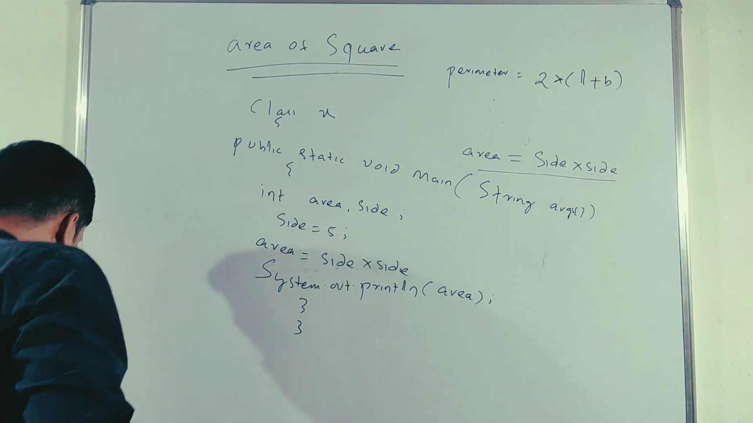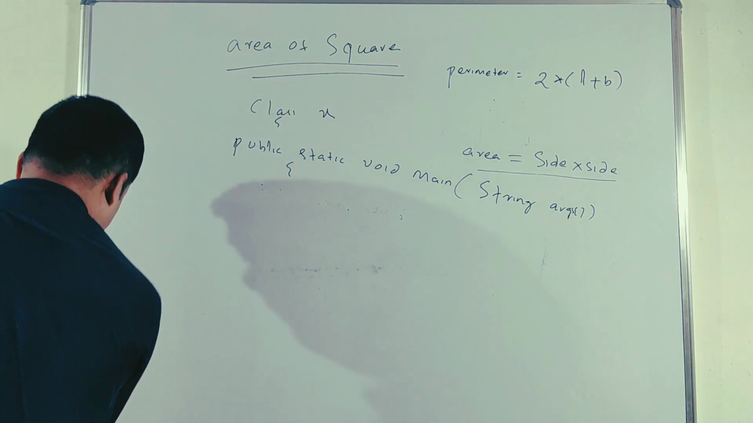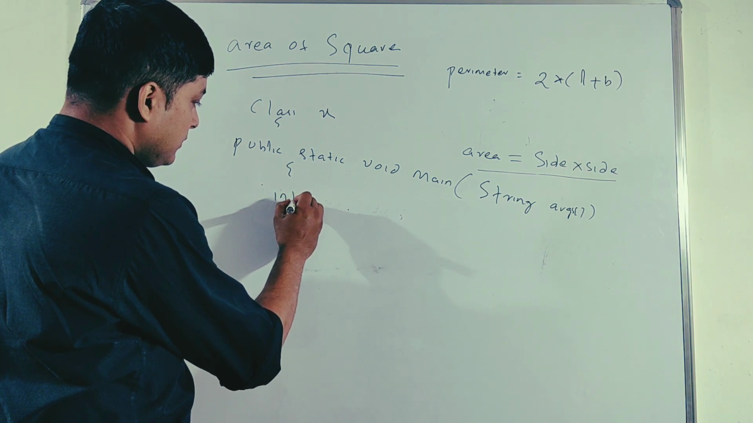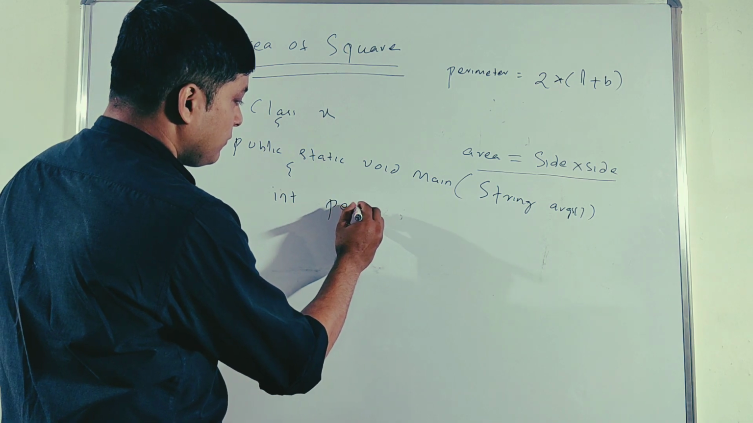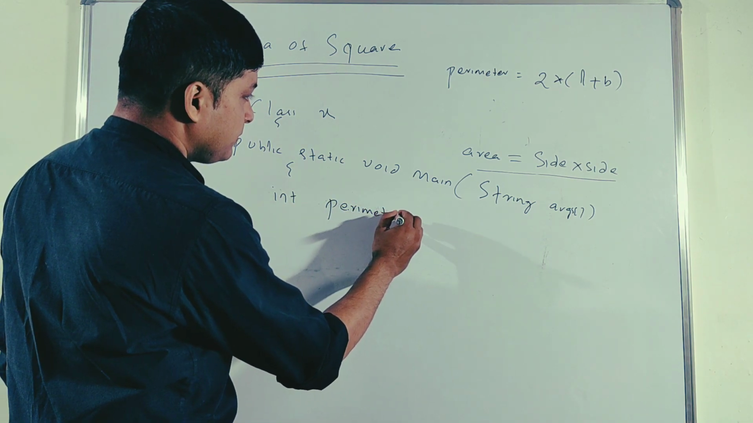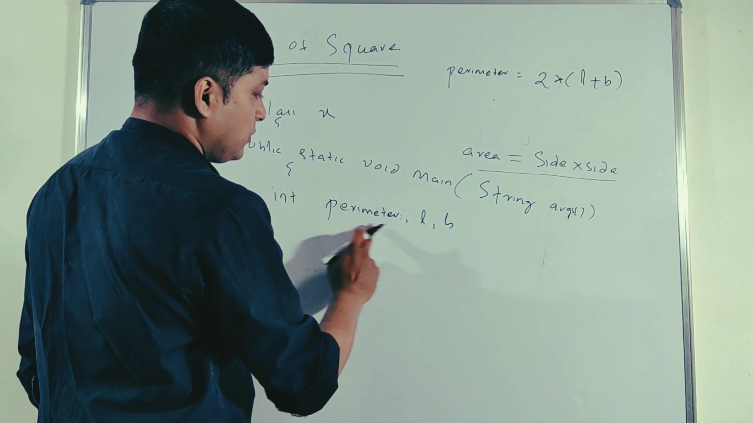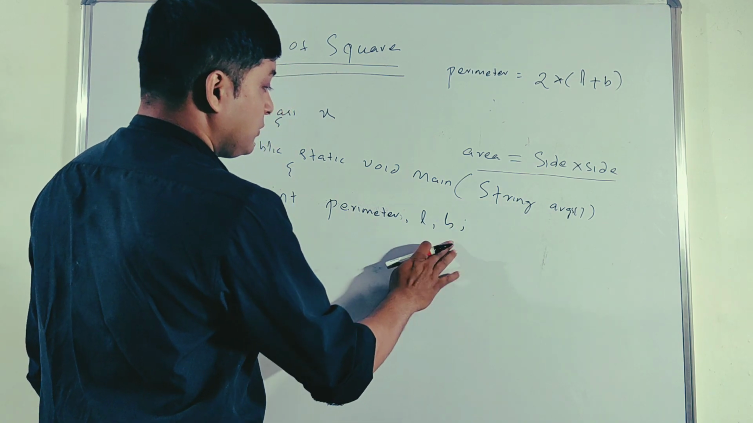Then you have to write, what do you have to write? First integer perimeter, with a small letter p, comma L, comma B. No need to write 2 here. Only the variables you have to write: perimeter, L, comma B. This way you have to write.